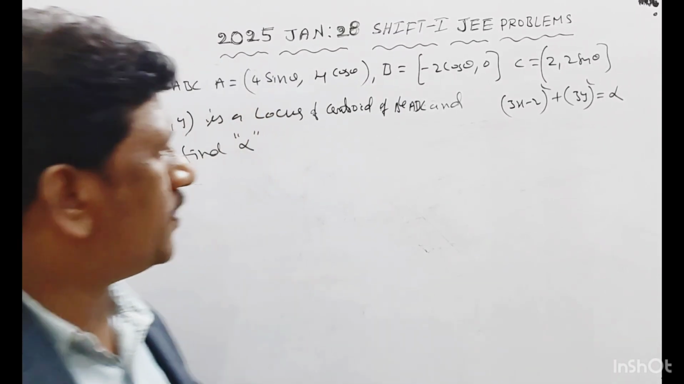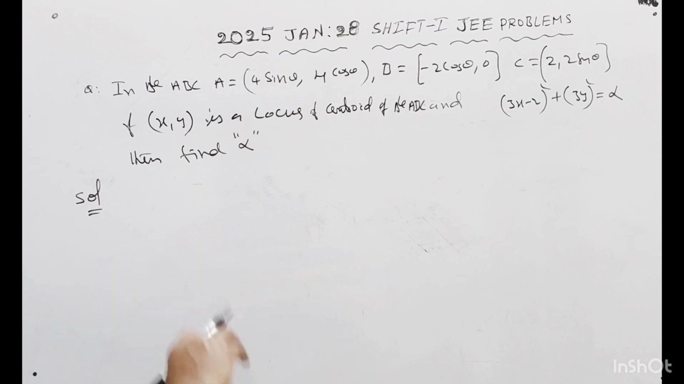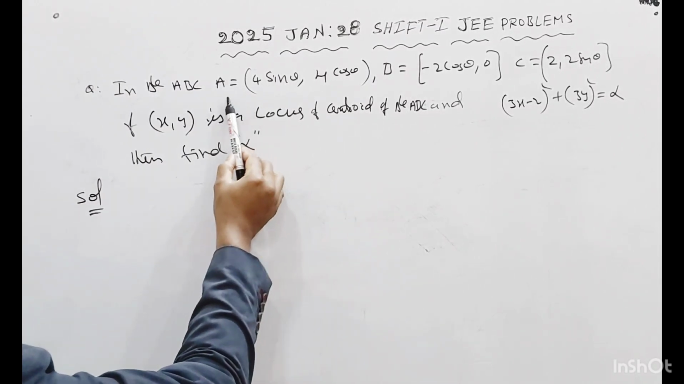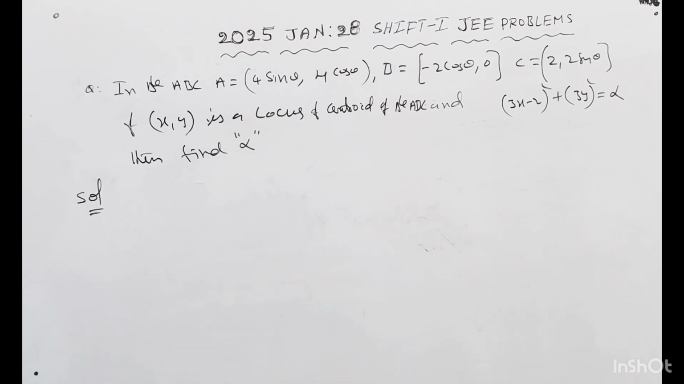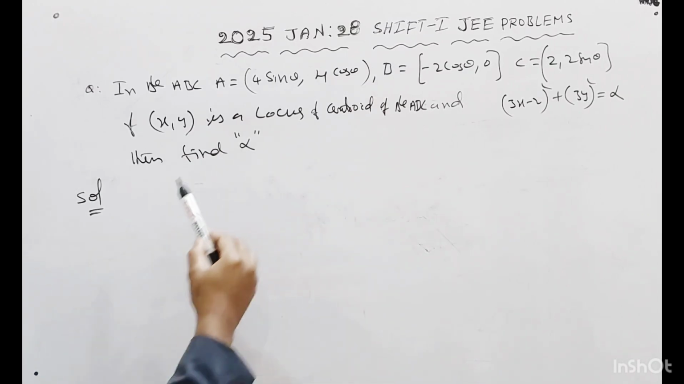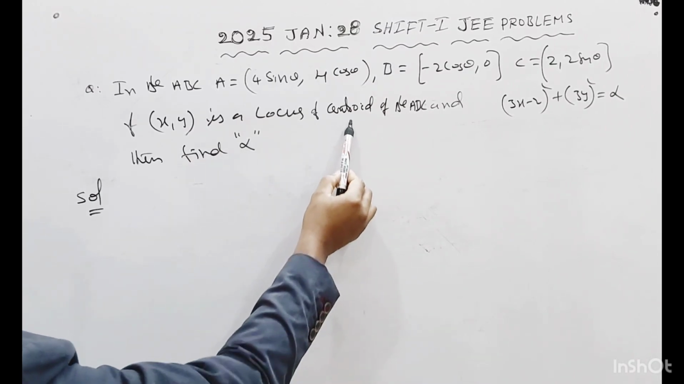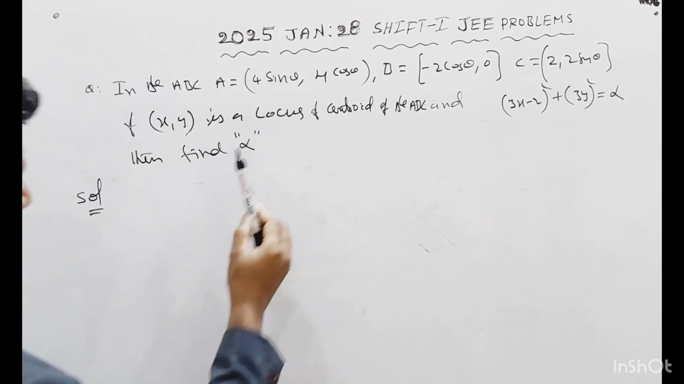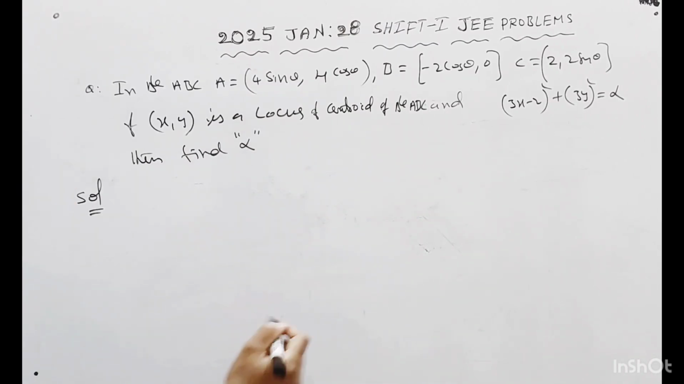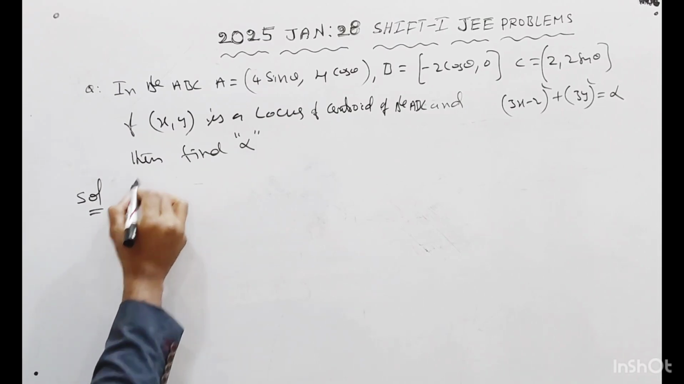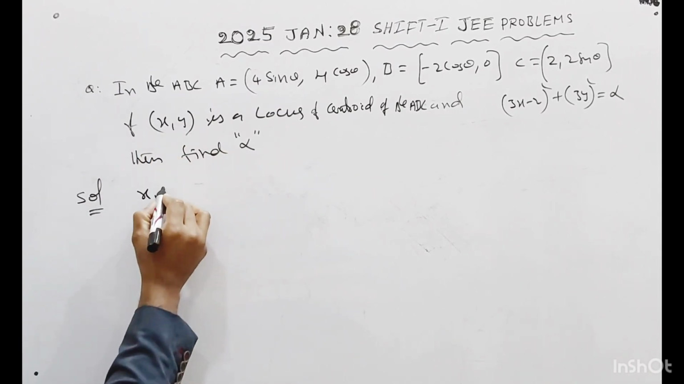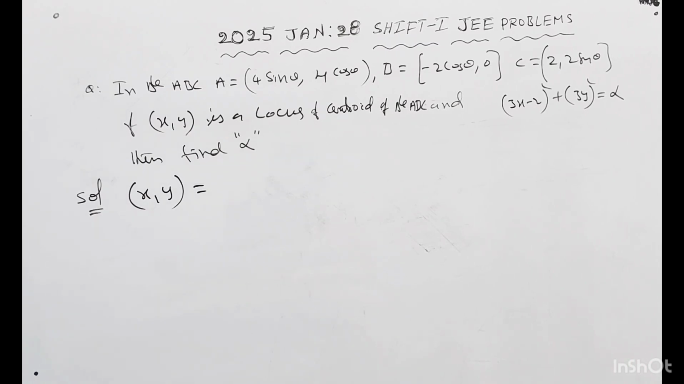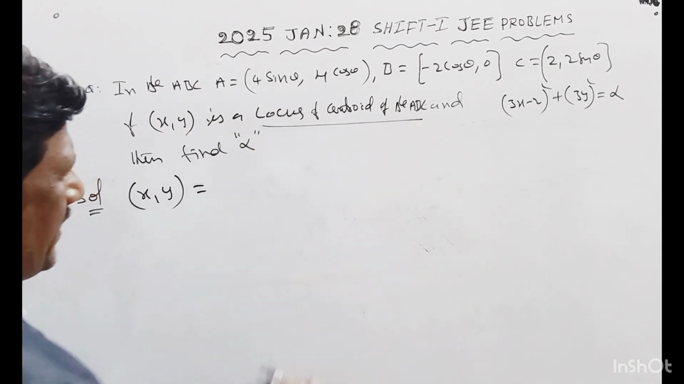Students, so this is a question from 2D geometry. So as per the given question, A, B, C are the three vertices of triangle ABC, and that triangle's centroid is given as the locus, and that is a given condition. Then he is asking what the value of alpha is. So here, what they have given is x comma y be a locus of the centroid of triangle ABC.